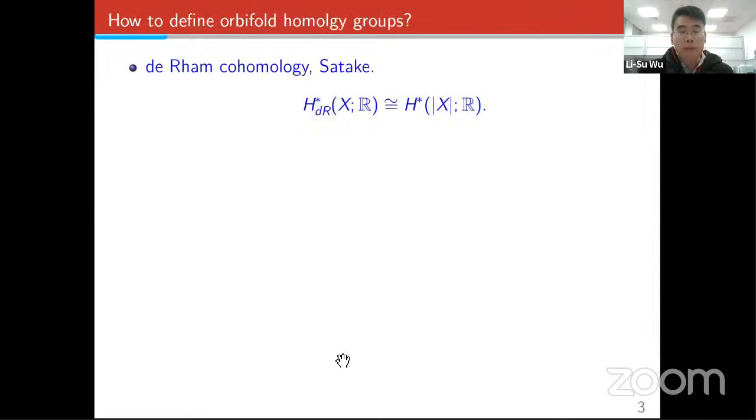Next, let's review some homology theories of orbifolds. First, Satake generalized the de Rham cohomology to orbifolds, and the de Rham cohomology of an orbifold is isomorphic to the singular homology of its underlying space. So the de Rham cohomology of an orbifold cannot reflect the information of the singular parts.